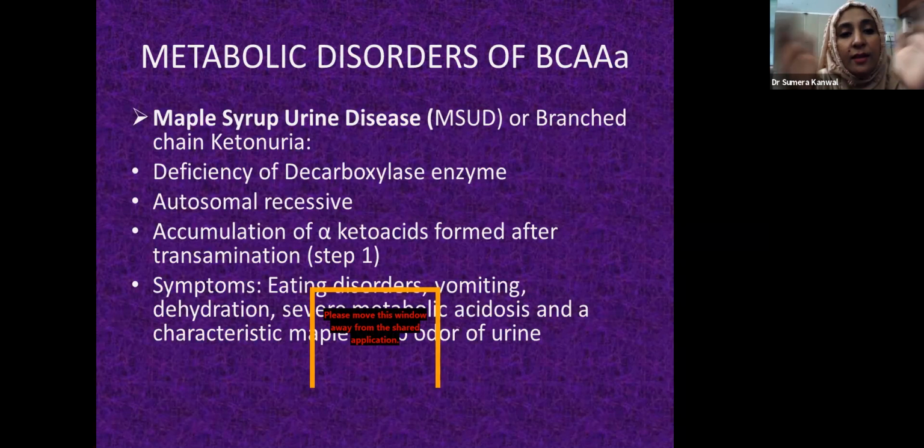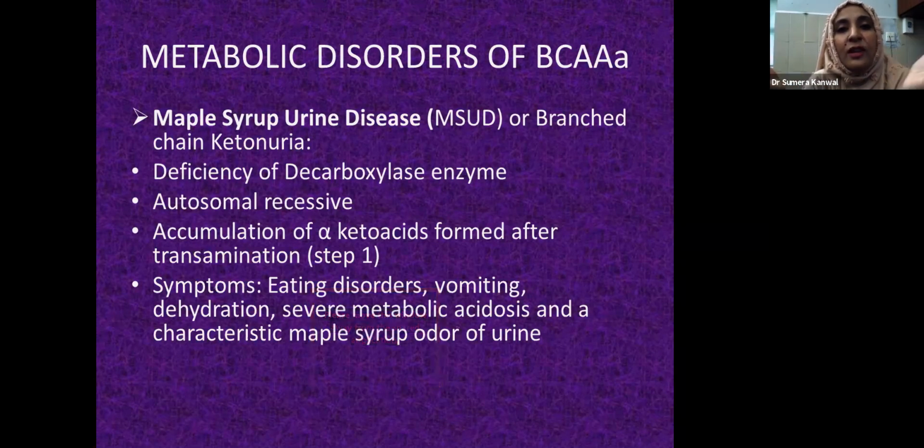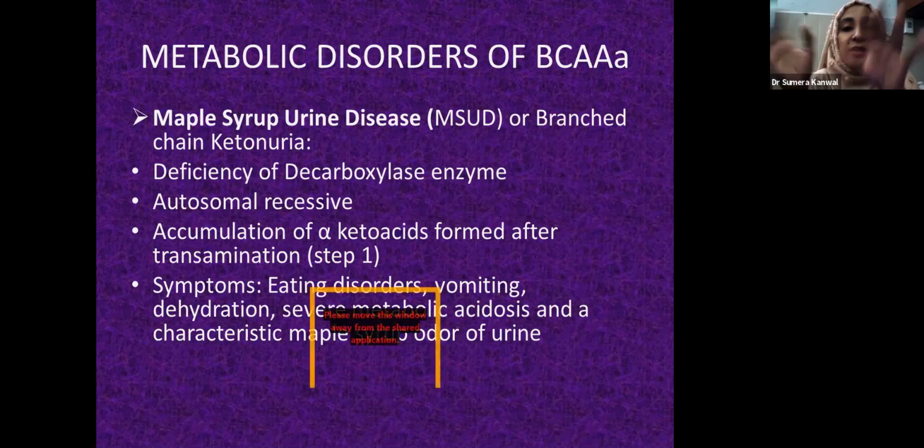So in this condition, when the decarboxylase enzyme is deficient, there is an accumulation of alpha keto acids of branched chain amino acids. This accumulation leads to the conversion of these alpha keto acids back into the branched chain amino acids. So there is accumulation and disturbance of the amino acid pool in the body. The amino acid pool and the overall protein turnover rate are changed.